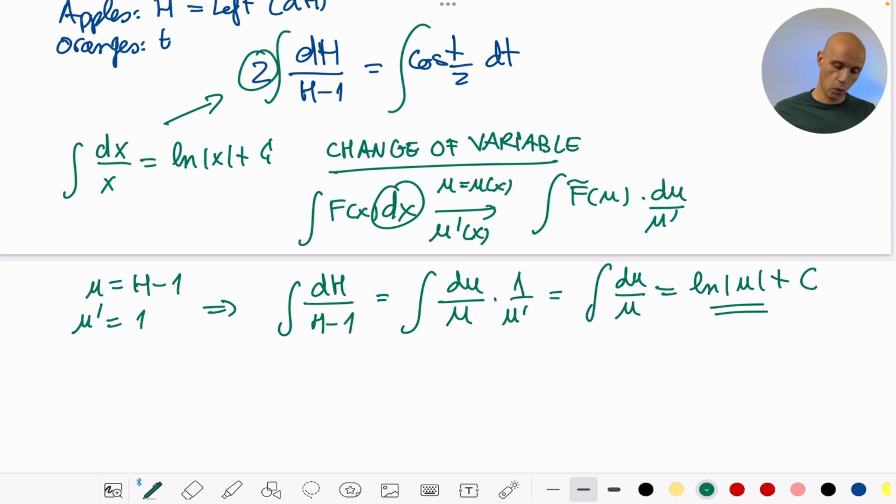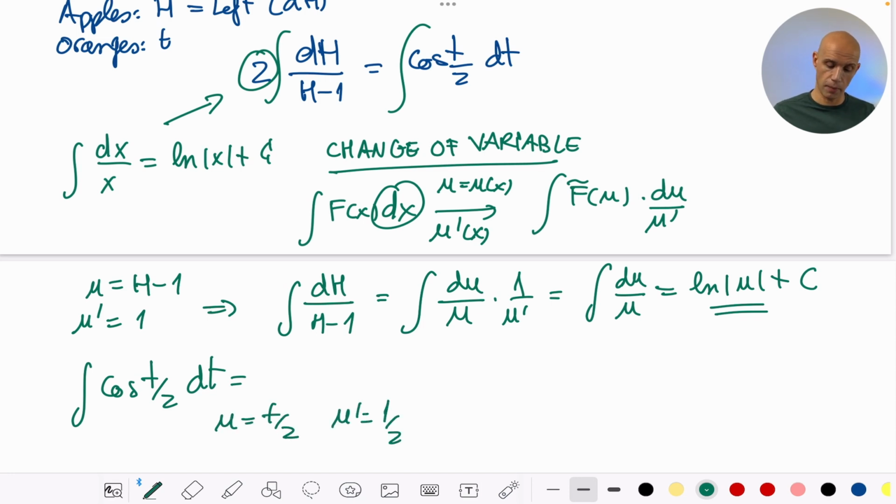Okay, so what about the other side? What about the cosine of t divided by 2 dt? Also, we have to do a change of variable, t divided by 2. In this case, u prime is 1/2. So in this case, it will matter. So this is going to be the integral of the cosine of u du divided by u prime, 1/2. That goes out like a 2.